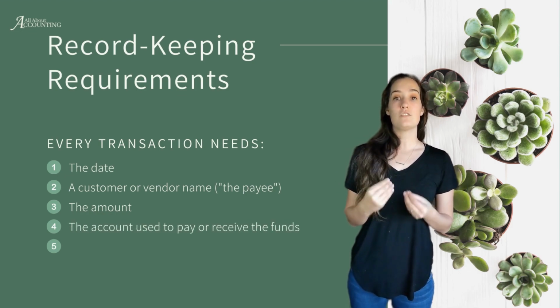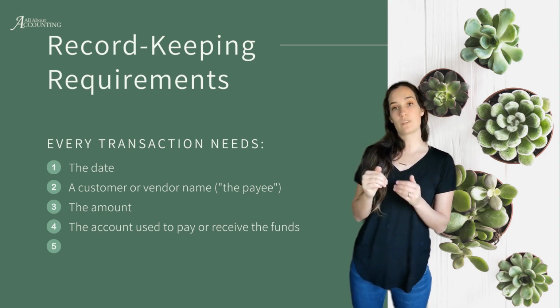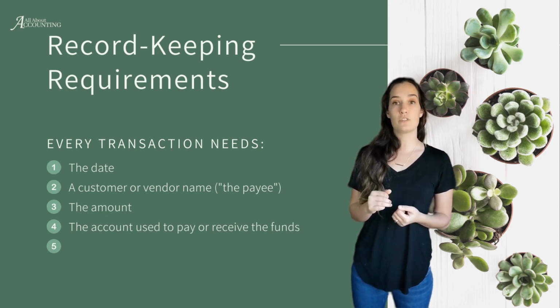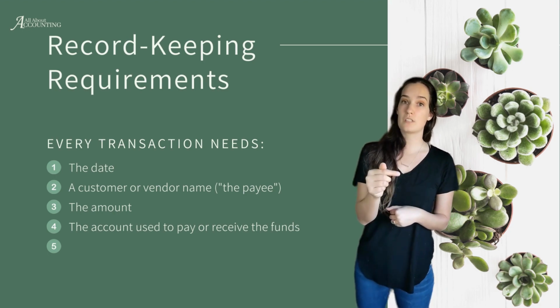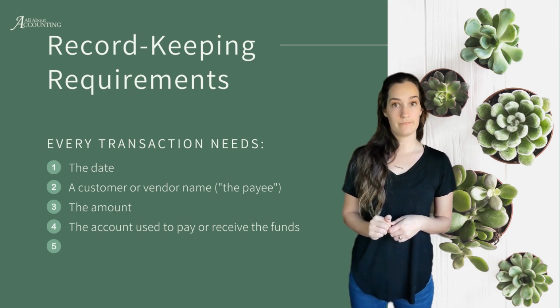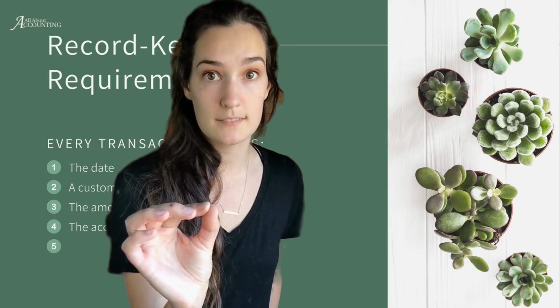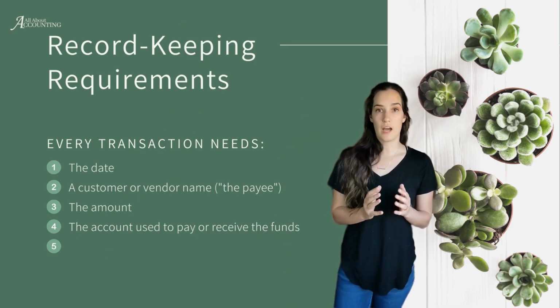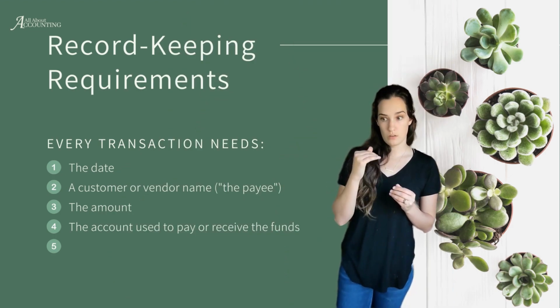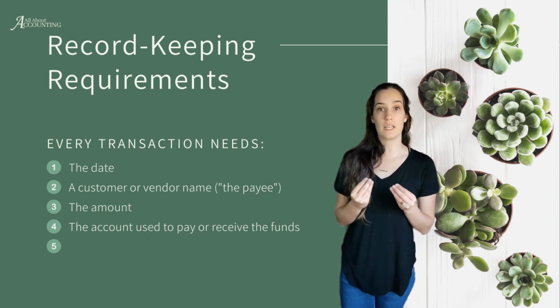Number 4 is you need to know the account used to pay or receive that money. This will help you determine if those amounts count towards the 1099 filing threshold. This is the single most important thing. Kidding, they're all really important. But knowing which account it came from is going to be how you spot duplicated income.